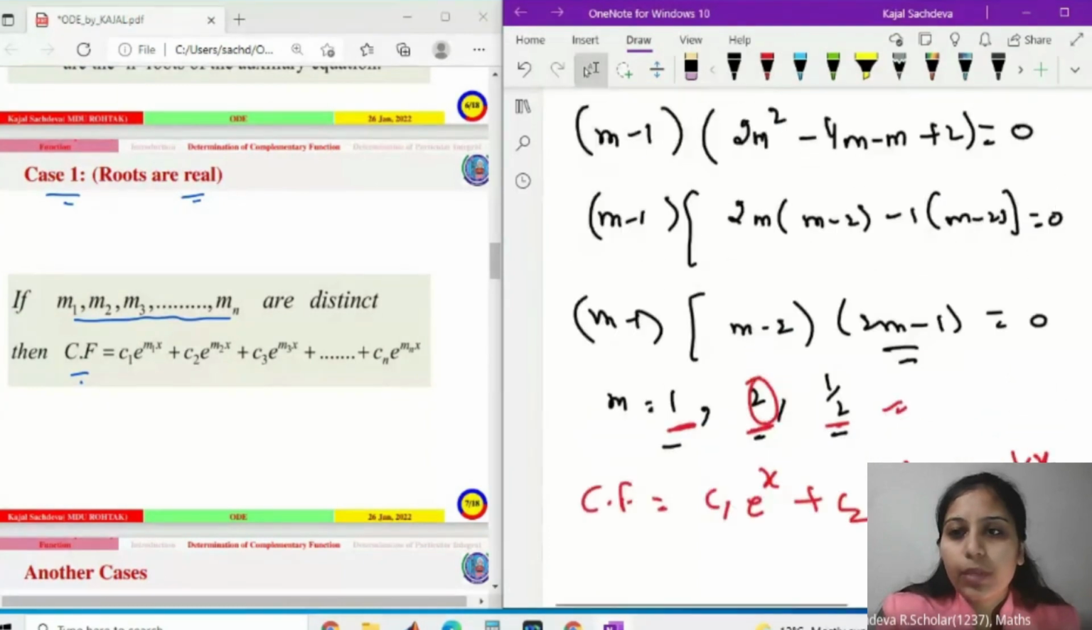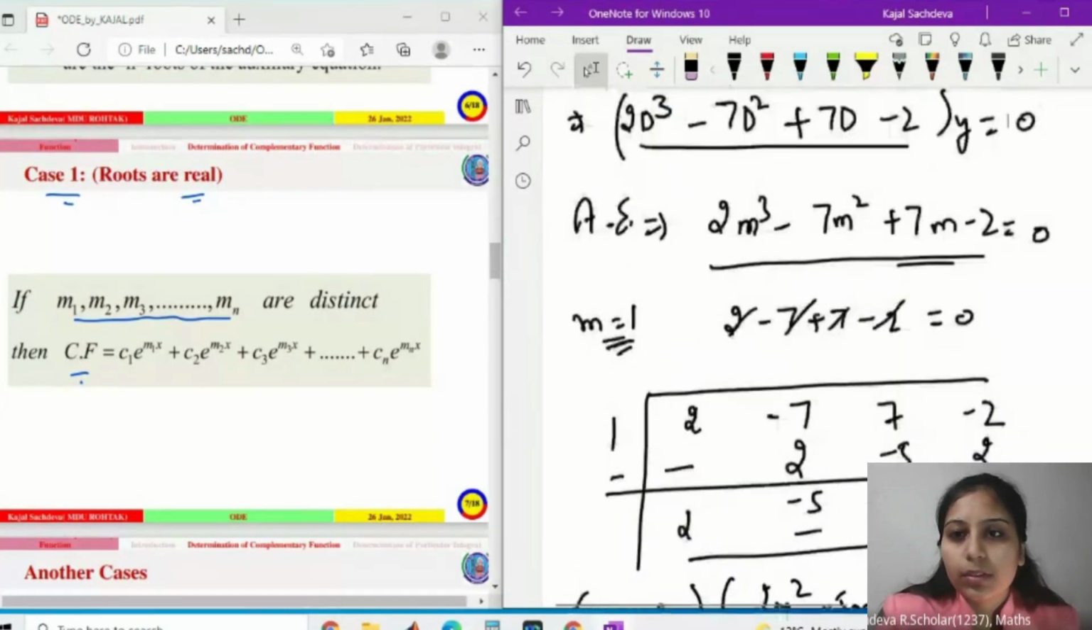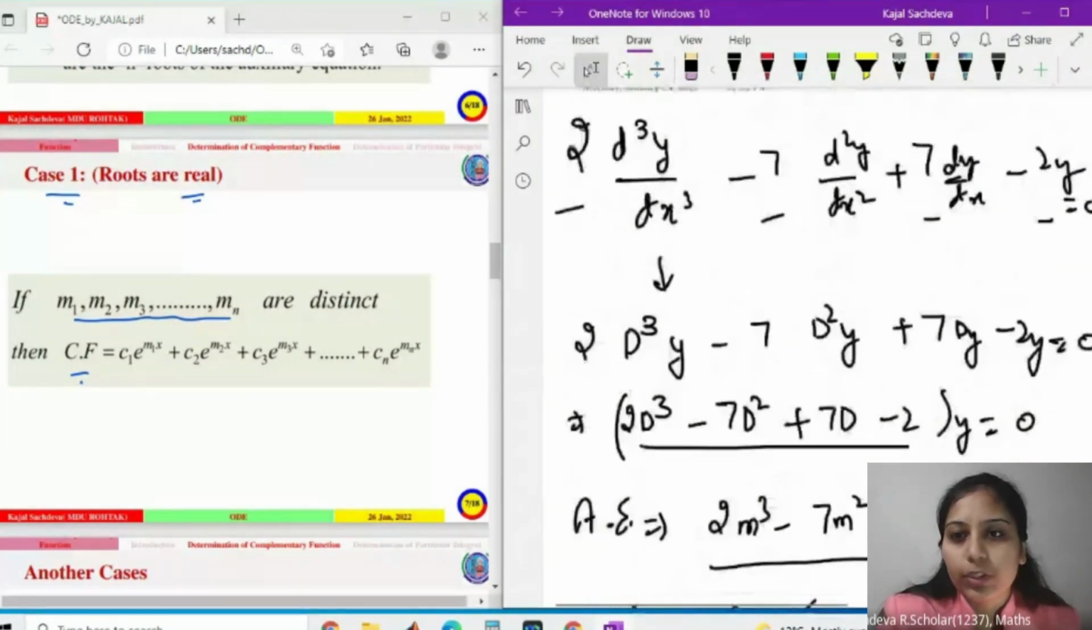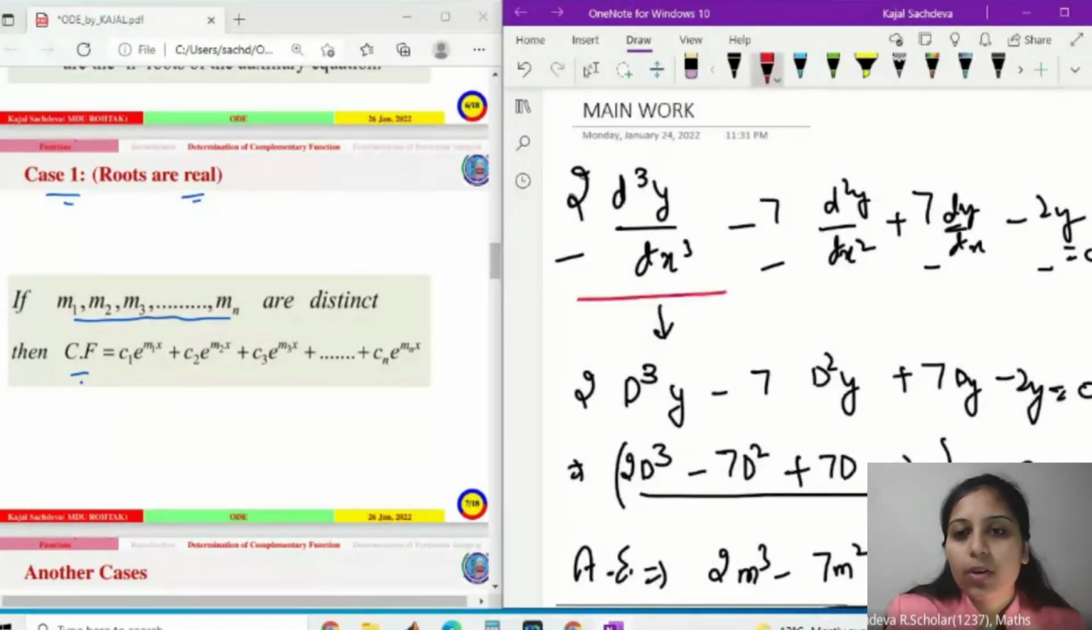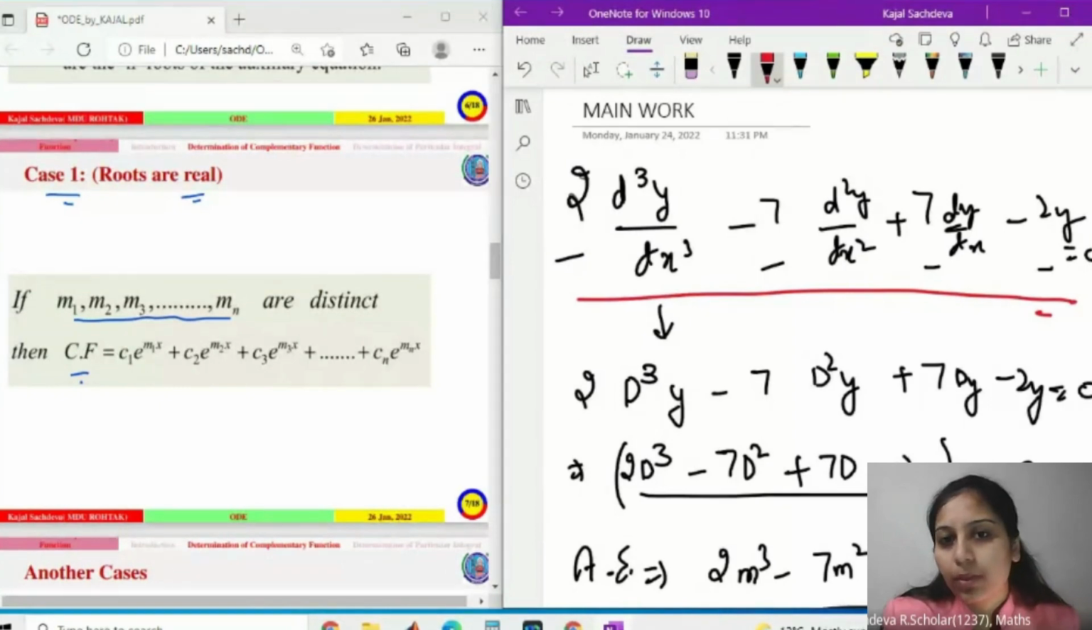Here we can see that the equation we have taken is already a homogeneous equation, so no PI, no particular integral, can be found here.